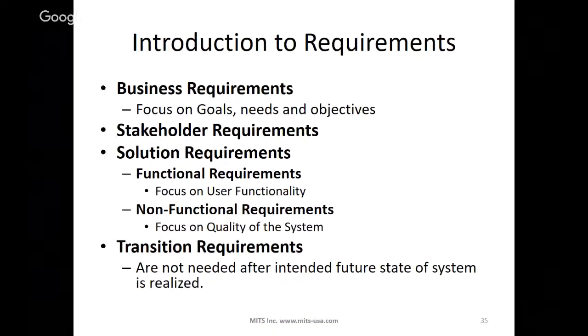All right, so introduction to requirements. We have business requirements, focusing on goals, needs, and objectives, then stakeholder requirements, solution requirements, and transition requirements. So these are the four main categories. The solution requirements always break down into the functional requirements and the non-functional requirements. I think there's another slide that fills this in a little more, but when you focus on the functional requirements, it's saying user functionality, comma, and also system interaction.